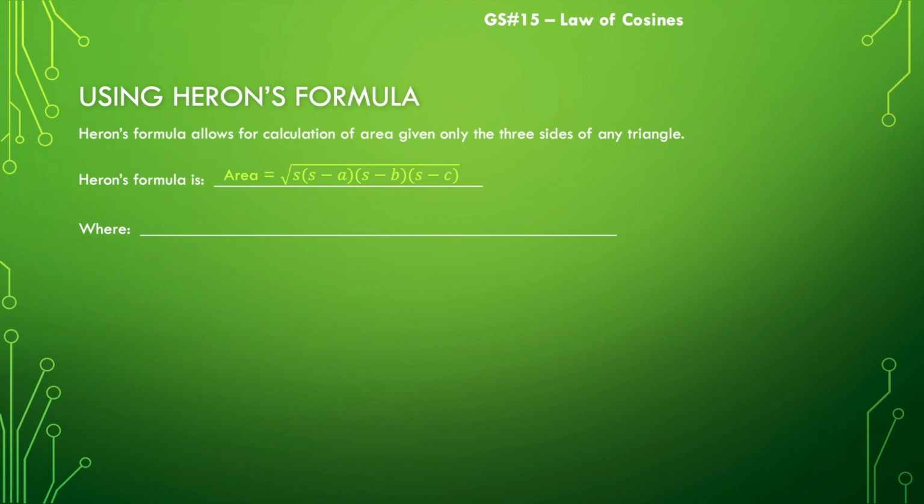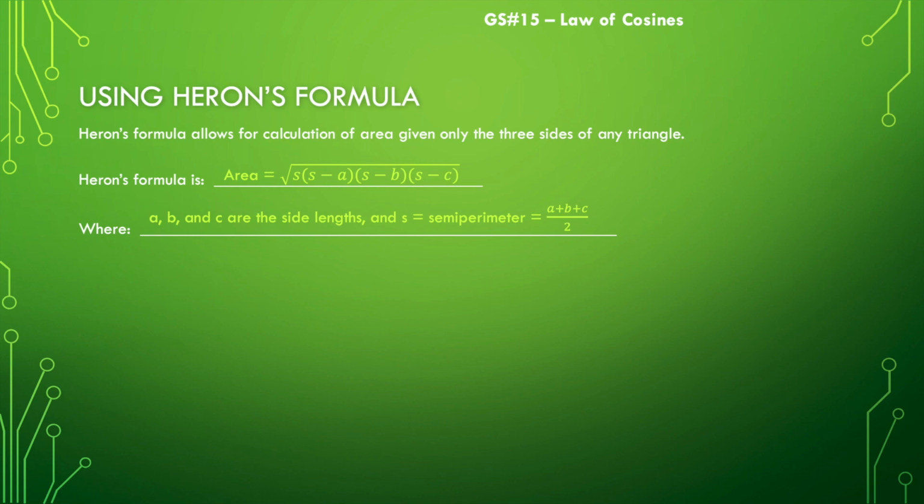Heron's formula says the area of a triangle is given by the square root of s times (s minus a) times (s minus b) times (s minus c), where s is the semiperimeter, which means half of the entire perimeter, the side lengths a, b, and c added together and divided by 2. So in this formula, s is the semiperimeter, and a, b, and c are the lengths of each of the sides.